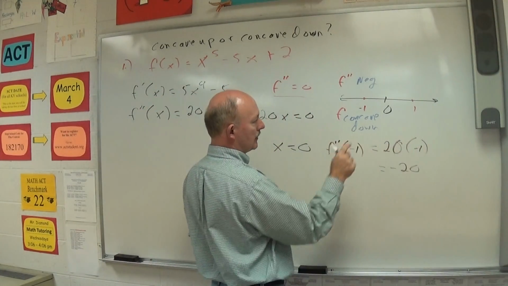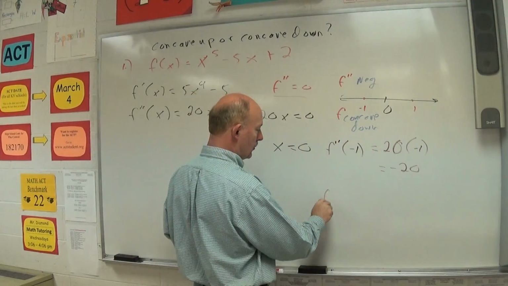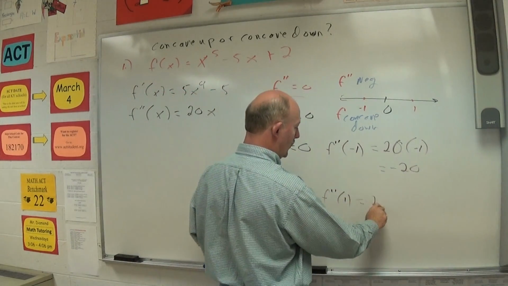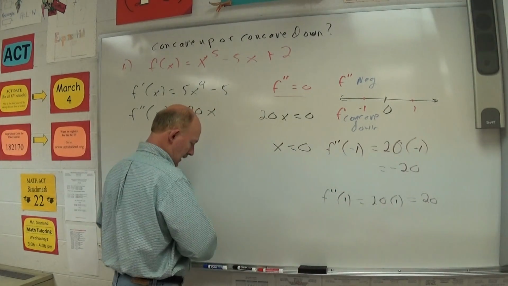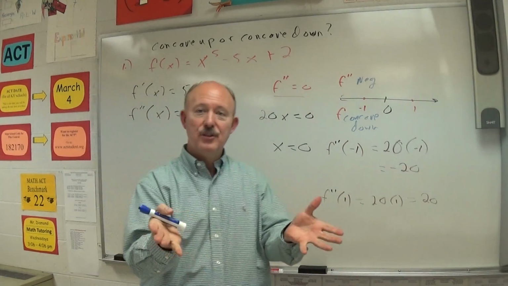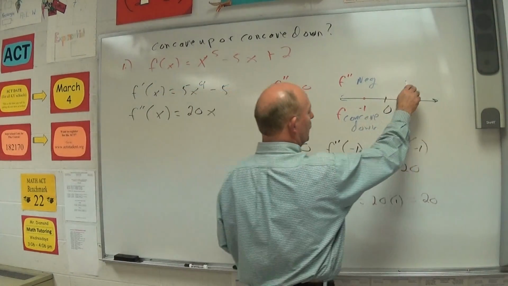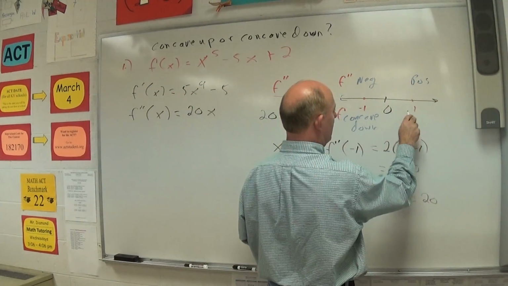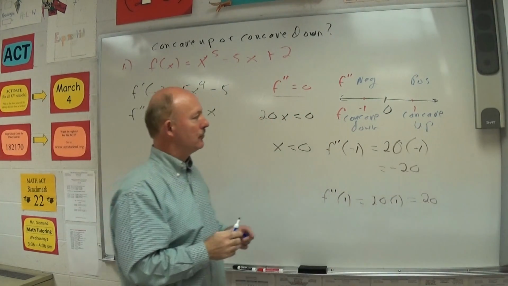Now let's do the second derivative at 1. It should be concave up on the other side, but let's just substitute it in to make sure. So the second derivative at 1 would be 20 times 1, which is +20. And remember, the actual number itself doesn't really matter. All that really matters is that it's positive, so the second derivative is positive. That means it's going to be concave up on the other side of 0.